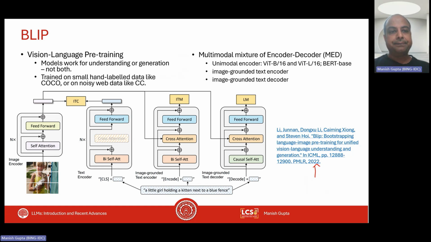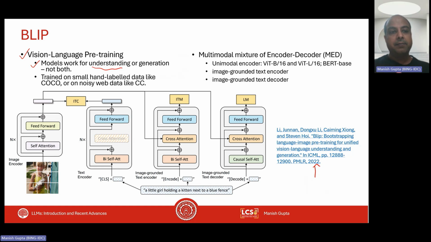Okay. So of course, basically it's going to be visual language pre-training. And the nice part about BLIP is that you could use it as a multimodal encoder for image and video understanding, but you could also use it for generation. Models before this have focused on either understanding or generation, but BLIP was one of the first few models to do both.